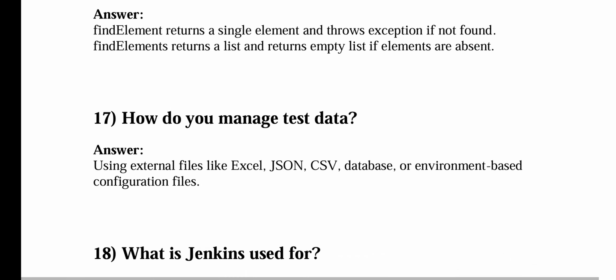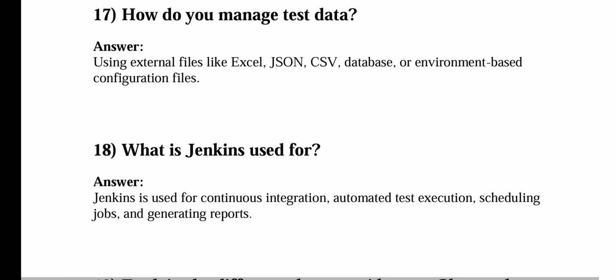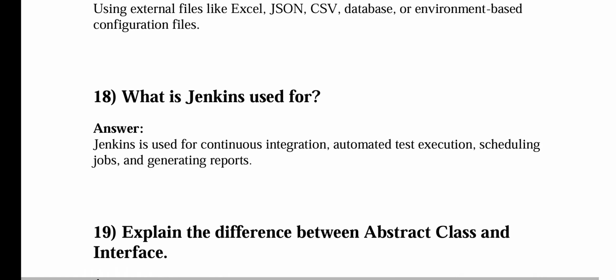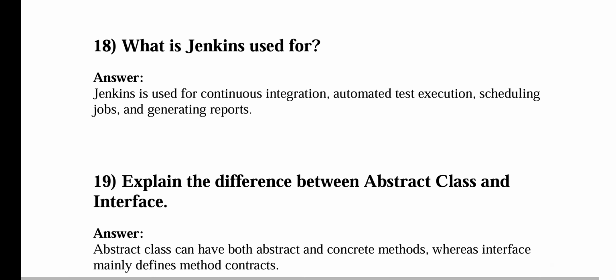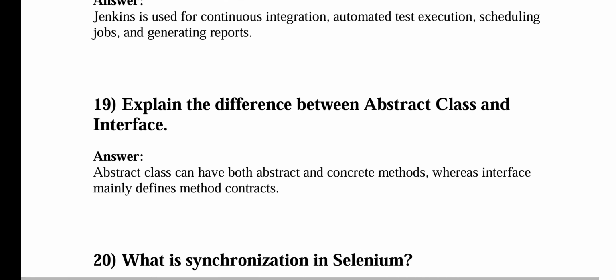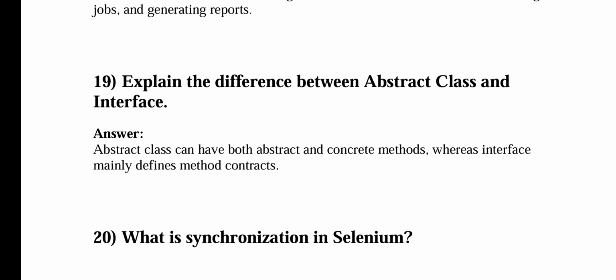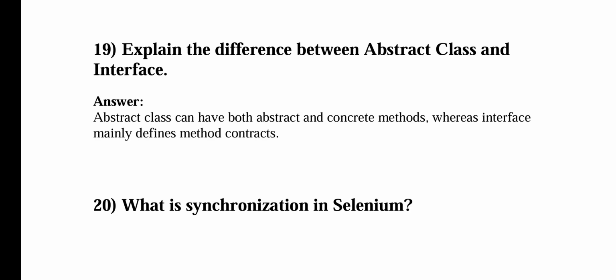How do you manage test data? By using external files like Excel, JSON, CSV, database or environment based configurations. What is Jenkins used for? It's used for continuous integration, automated test execution, scheduling the jobs, and generating the reports. Okay, and the next question goes on the difference between abstract class and interface. Abstract class can have both abstract and concrete methods, whereas interface mainly defines method contracts.